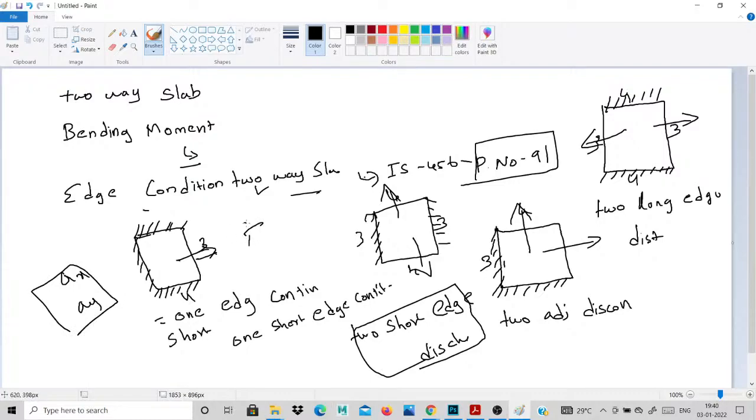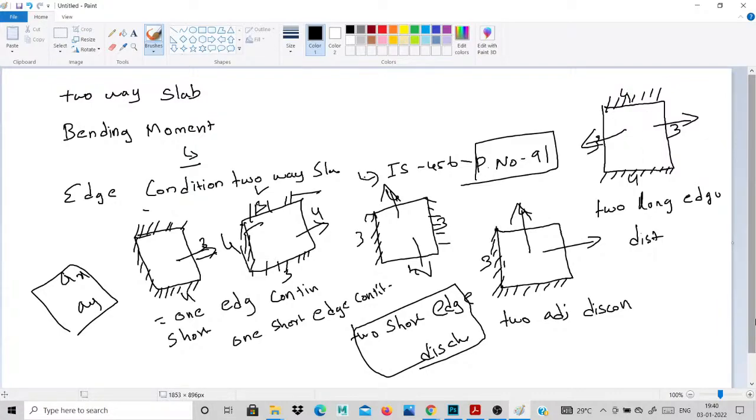Next one, 3 edges discontinuous, one long edge continuous. This is 4 meter, 3 meter, 3 meter, and 4 meter. Automatically the three edges are discontinuous and only the 4 meter is continuous. This is the method: three edges discontinuous, one long edge continuous. These are the main things for calculating your edge conditions. This is the method to calculate the edge conditions for your building. Then you take the values for your short span, long span and everything for your calculation.